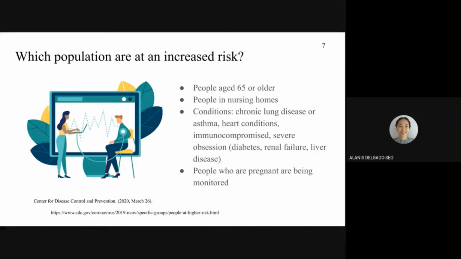As for people who are pregnant, the CDC does not currently know if pregnant women have a greater chance of getting sick from COVID-19. However, they should be monitored since they are known to be at risk for severe viral illnesses. Next, please.